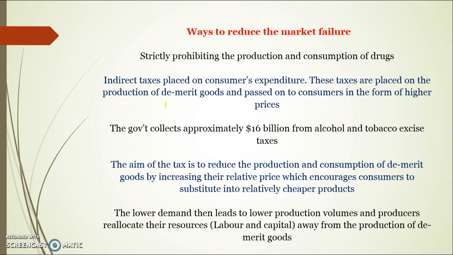Indirect taxes are placed on consumers' expenditure. So these taxes are placed on the production of demerit goods, then passed on in the form of higher prices. The aim of the tax is to reduce the production and consumption of demerit goods. Because the relative price is increased, that encourages consumers to substitute into relatively cheaper products and smoke less or consume less alcohol. The lower demand then leads to lower production volumes, and producers reallocate their resources away from the production of demerit goods. So because of the higher prices, that leads to lower demand and lower production volumes, and resources will move away from these demerit goods, is the intention.